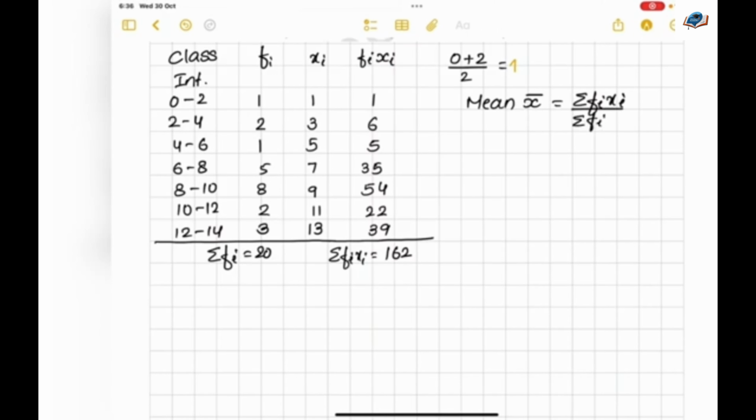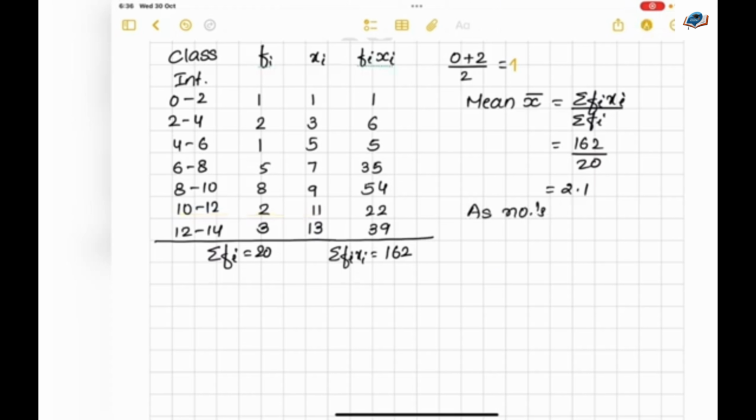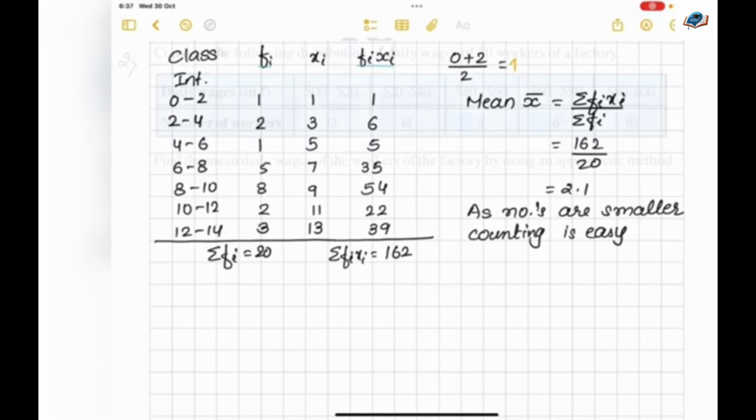The reason here is as numbers are smaller, counting is easy. That's why I have used the direct method.